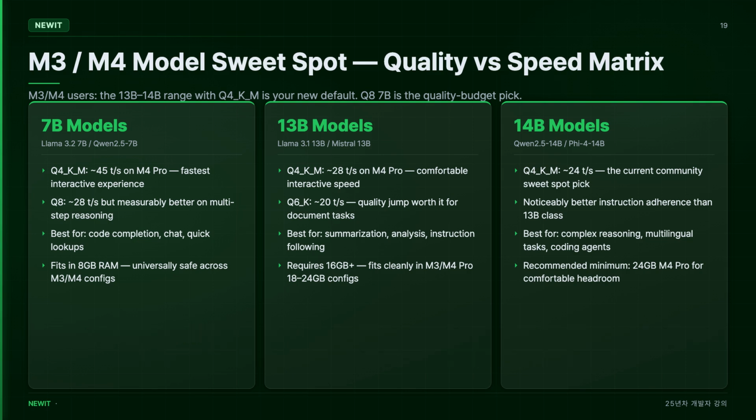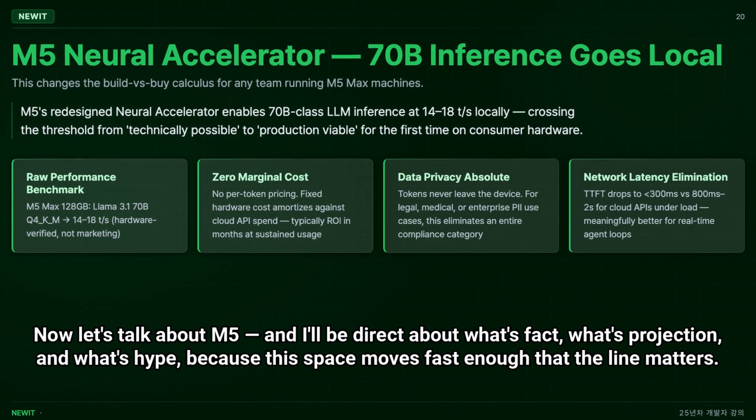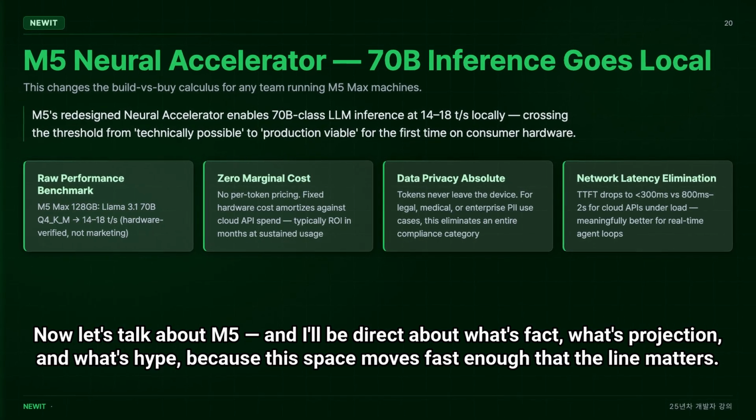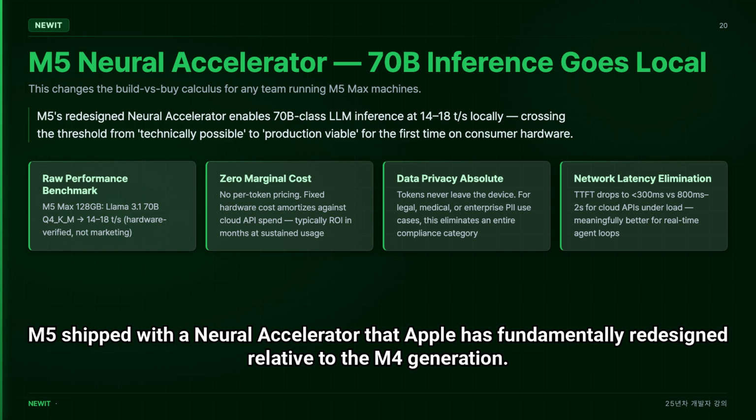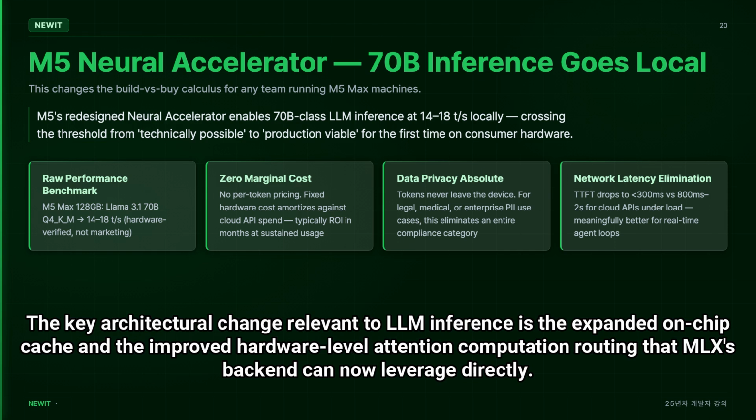Now let's talk about M5, and I'll be direct about what's fact, what's projection, and what's hype, because this space moves fast enough that the line matters. M5 shipped with a neural accelerator that Apple has fundamentally redesigned relative to the M4 generation. The key architectural change relevant to LLM inference is the expanded on-chip cache and the improved hardware-level attention computation routing that MLX's backend can now leverage directly.